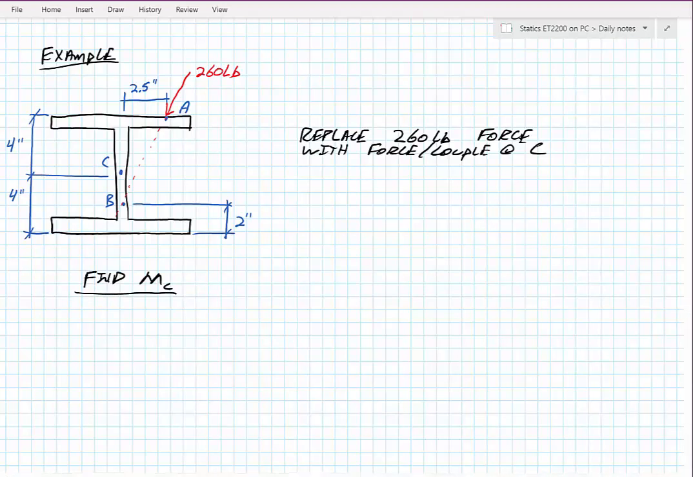So the first thing I did is I found the length of this AB vector, and I found that AB is equal to 6.5 inches long. The reason I did that is so I can break this force into components as we've done before. This is 6.5, this is 2.5, and this is 2 up, so this would be 6, right? And this is my 260 pound force.